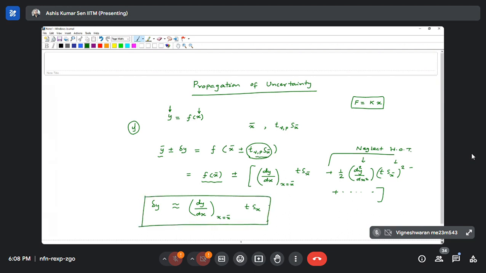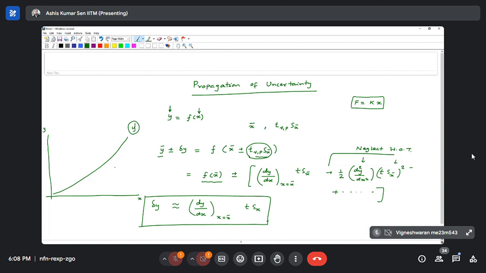Okay. So if I pictorially represent this, let's say I have x in the horizontal axis and y in the vertical axis. Let's say I have a curve which is this.